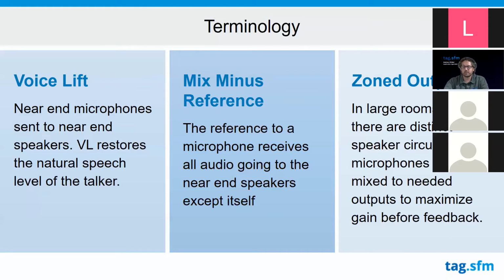And when we look at a zoned output in a large room where there are distinct speaker circuits, so that's multiple feeds to different speakers, for voice lift, microphones are mixed to needed outputs to maximize gain before feedback. So we think of using zoned outputs when we're going to send those near-end mics back into the room, because what we're going to do is be able to get the proper level for voice lift without causing feedback in the room, right? So if we get that all set up correctly, then you have a really nice system that doesn't have echo, and at the same time will allow voice lift in the room so that nobody has a hard time hearing each other.